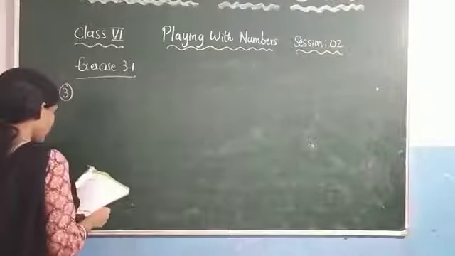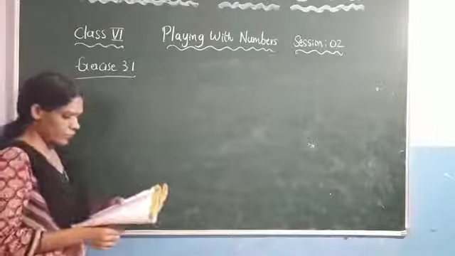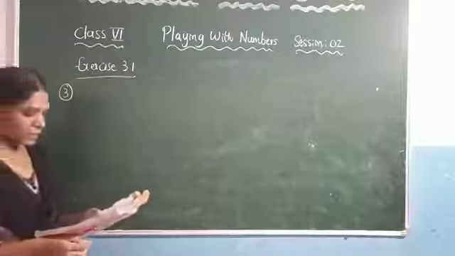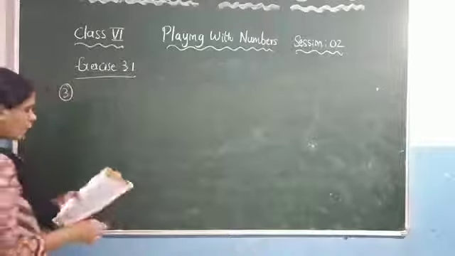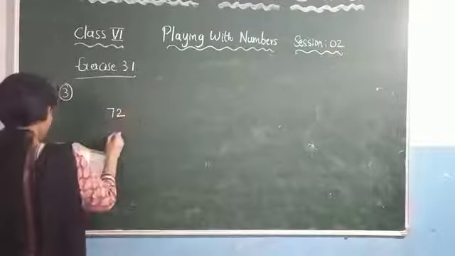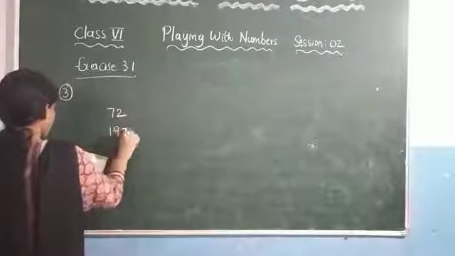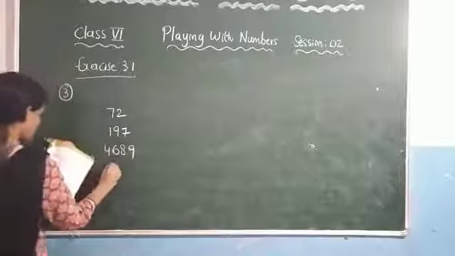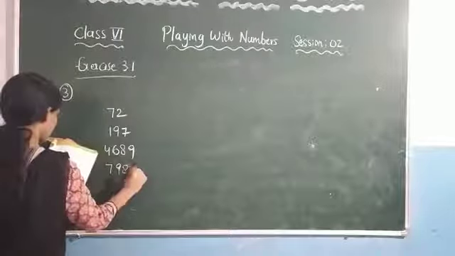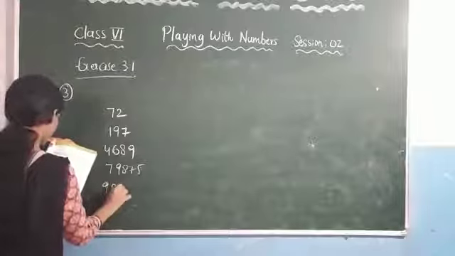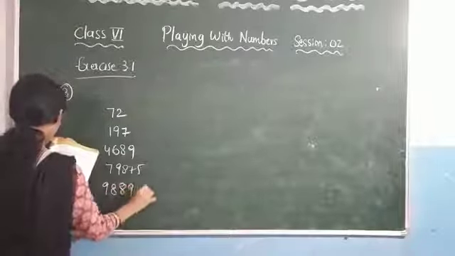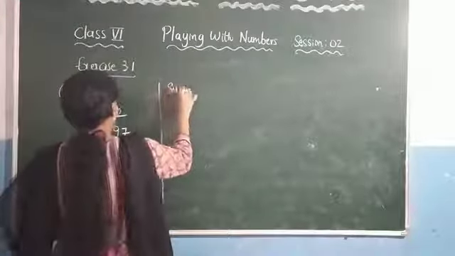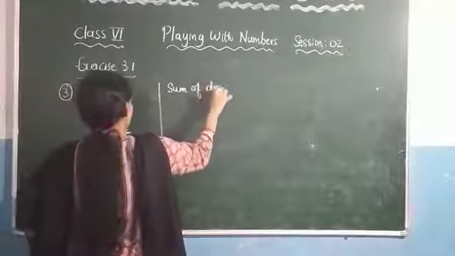Third question: fill the table using the divisibility test for 3 and 9. Here one table is given. You need to fill the table by checking the divisibility rules for 3 and 9. What is the first number given? 72, and the next number 197, and then 4689, and next. These are the numbers given here, and in the second column they asked to find the sum of the digits of the number.